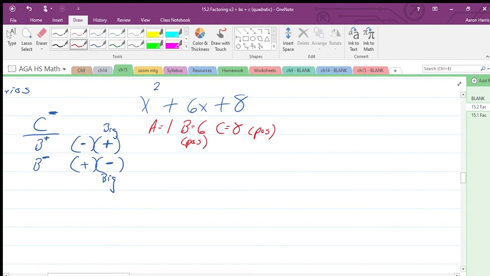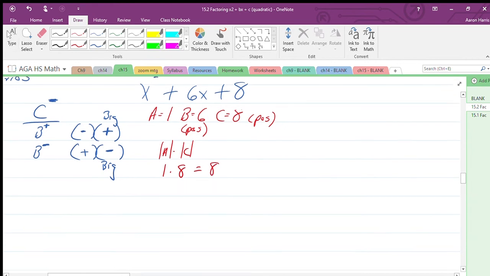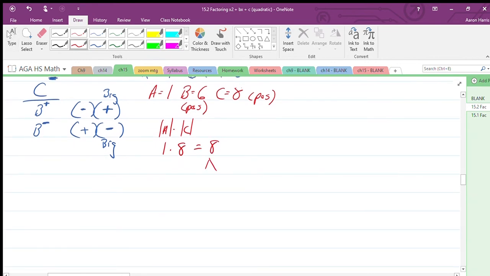So now, we already said A times the absolute value of C. 1 times 8 is equal to what? 8. Do our factor tree. 1 and 8. 2 and 4. I know I'm done. That's all the factors I got to do. Now here's where, that's the multiplication part. Now we need to do the addition part.